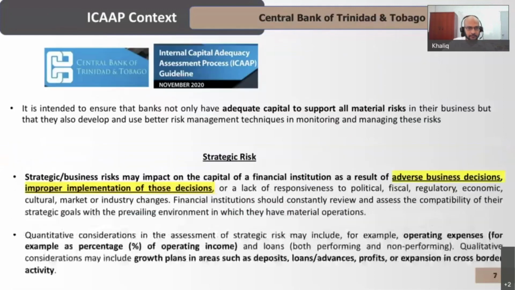So going again, my regulator in Trinidad and Tobago guides on strategic risk in that strategic business risk may impact on the capital of a financial institution as a result of, one, adverse business decisions, and two, improper implementation of those decisions. So again, we're seeing that dichotomy of doing the right things versus doing things the right way. So adverse business decisions speak to, are we doing the right things? And improper implementation of those decisions speak to, are we doing things the right way?